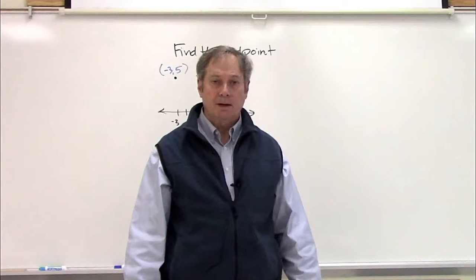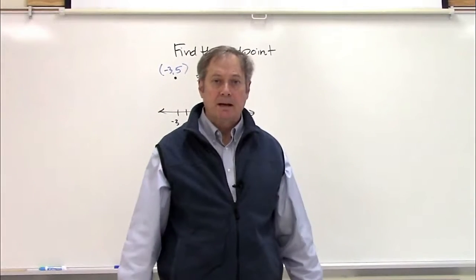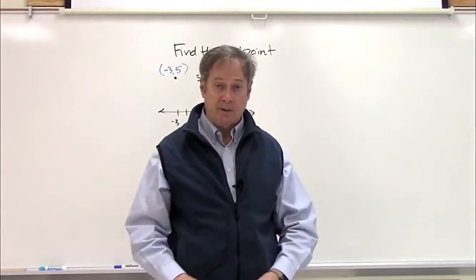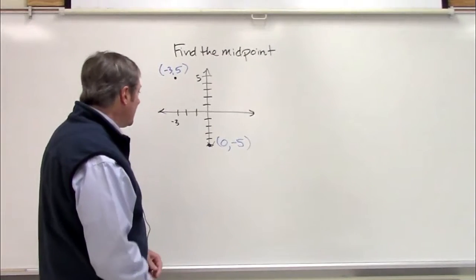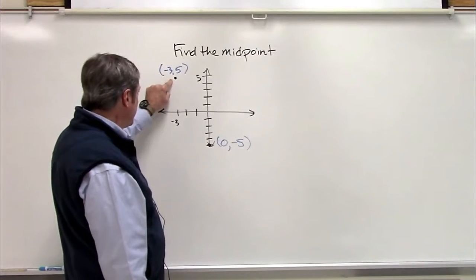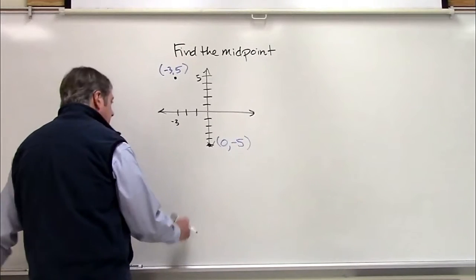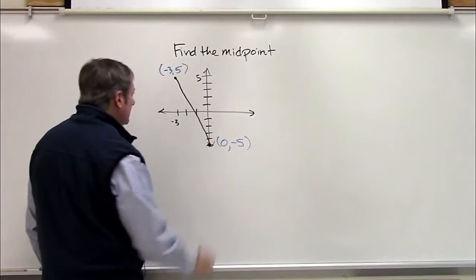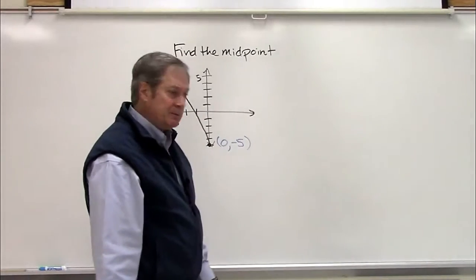Well, hello students. Today we're going to learn about finding the midpoint of a line segment and also finding the distance between 2 points, which could be on a line segment or a line. This first example, example 1, if you look at your notes, you can count over and up, and the ordered pairs are -3, 5, and 0, -5 on that line segment.